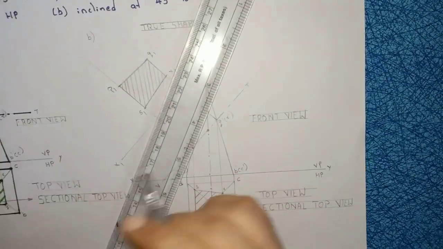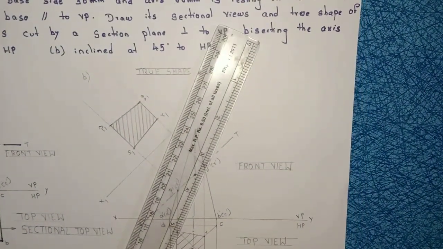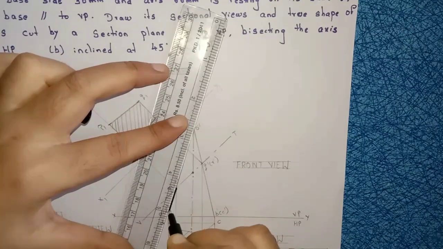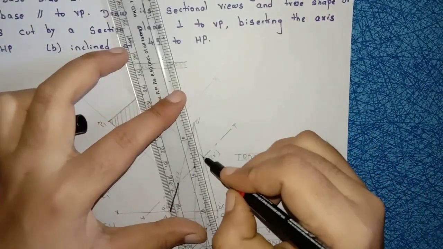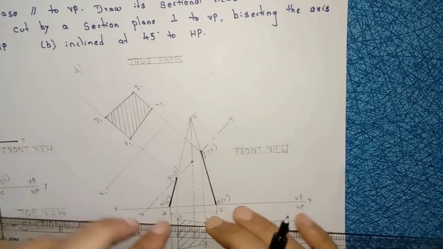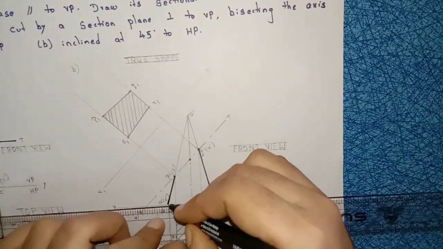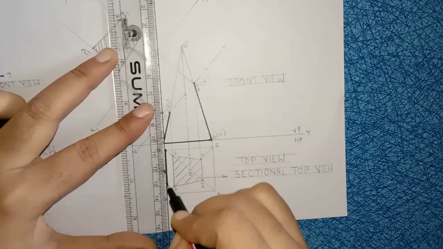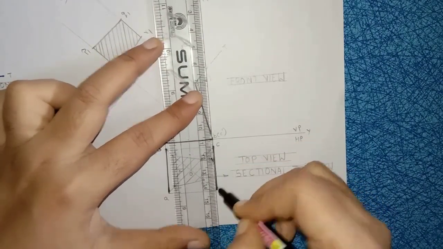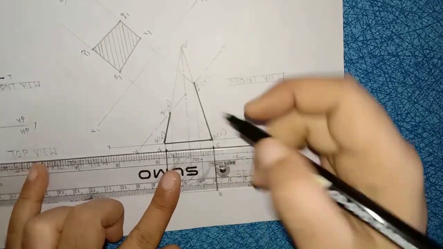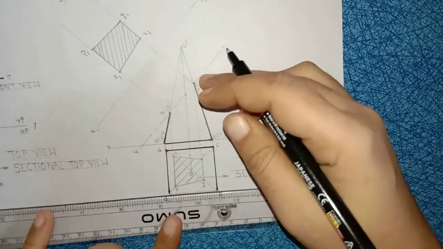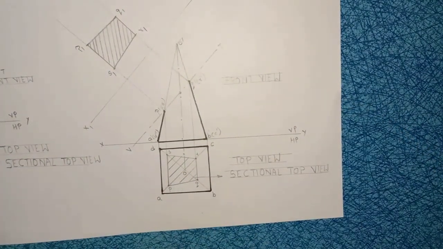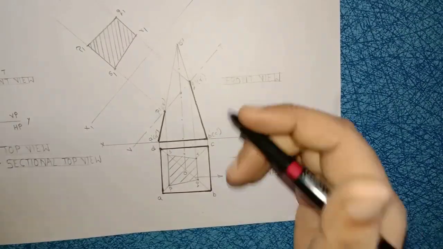So from P dash to A dash, this portion should be dash. Right? From Q dash to B dash, this portion should be dark. Right? And from A dash to B dash, this should be dark here. Right? And after that, this square ABCD should be dark here. Right? And after that, this is your sectional top view, PQRS.